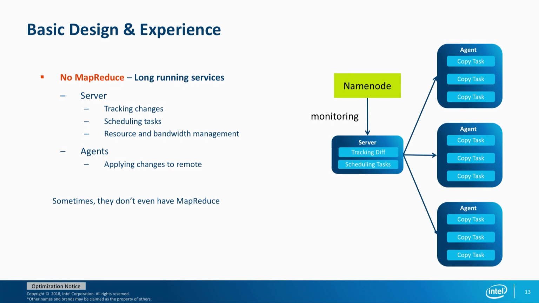Each of them requires very limited resources. And for the server, we track changes, we schedule tasks. We also control the resource usage and bandwidth. So it's auto scale. And for agents, we just run tasks and apply changes to remote.